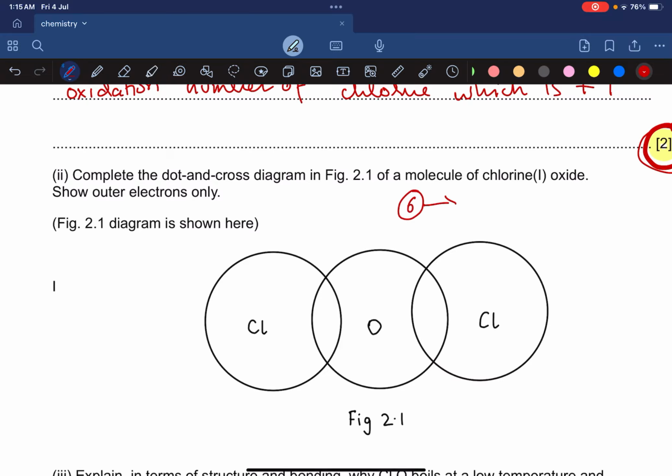How many electrons does it need to get a full outer shell? Only 2. So to get 8, it's only going to make 2 single bonds with chlorine, and chlorine being group 7 only needs 1. So 1 bond over here, 1 bond over here.